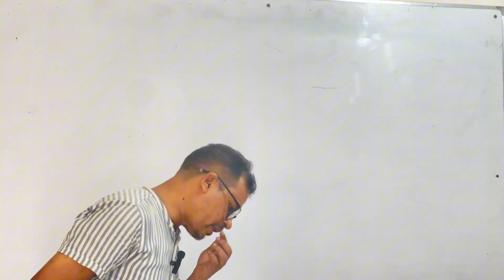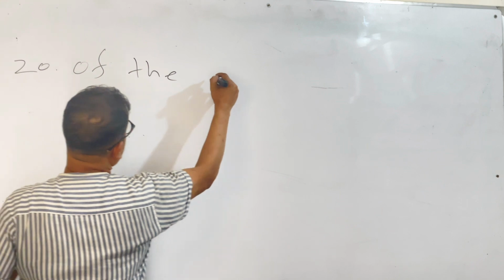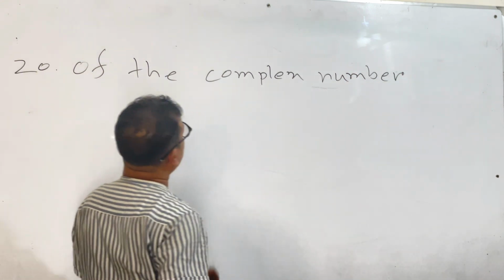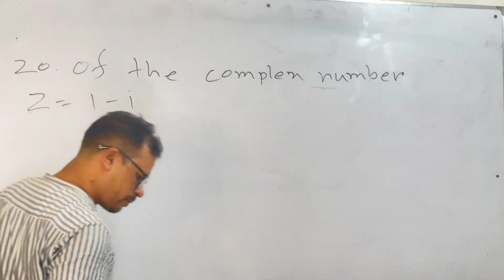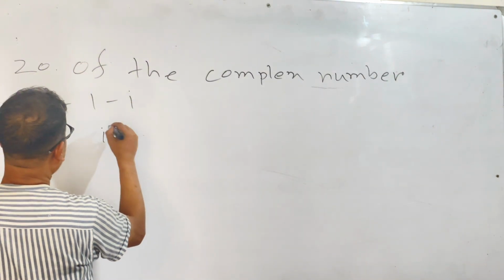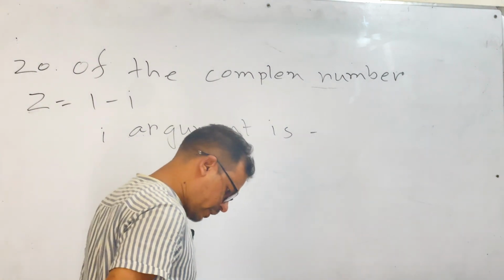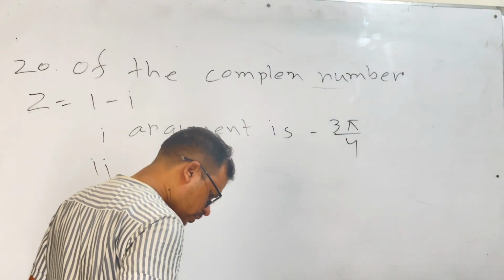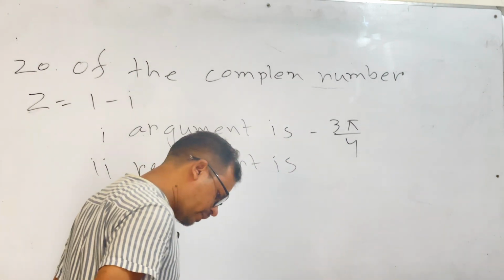Of the complex number z equal to minus 1 minus i, argument is minus 3 pi by 4. Real part is minus 1.